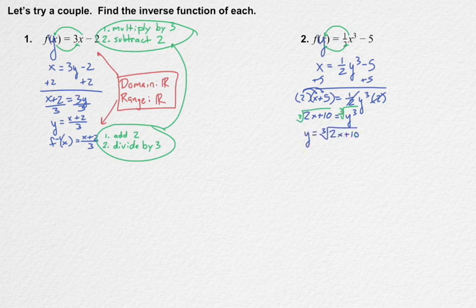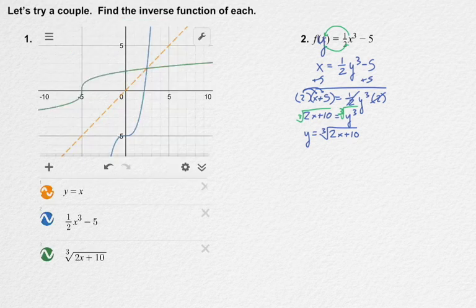And the third root isn't the same thing as the square root, so I don't have to put a plus or minus in front. And if you graph both functions, again, you can see the reason for that is because the domain and range for both of these is the same. They're both all real numbers. So I still don't have to worry about restricting any domains.